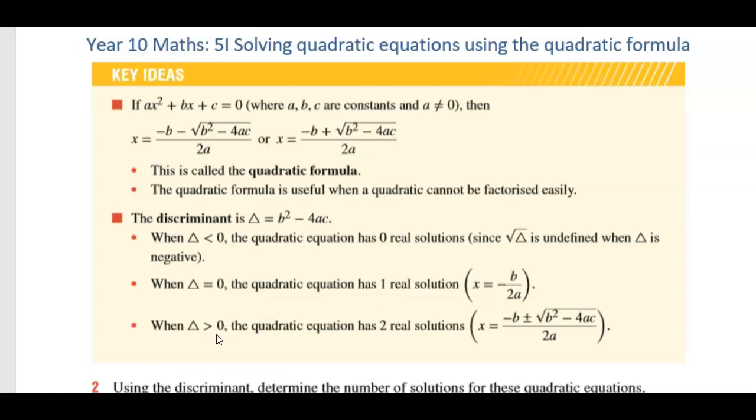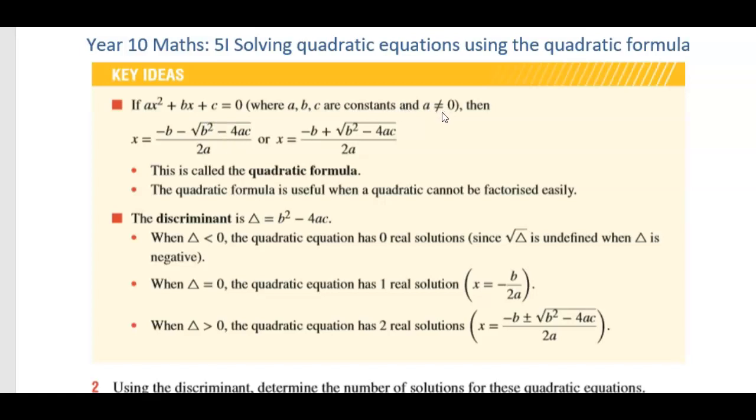And when your discriminant is greater than 0, when it is positive, we have 2 real solutions. Your quadratic formula, first of all, if we've got a quadratic in the form ax squared plus bx plus c, as long as you can identify a, b, and c, you can do the quadratic formula.